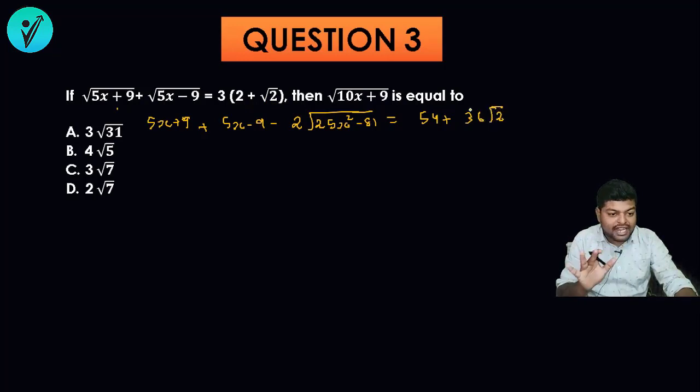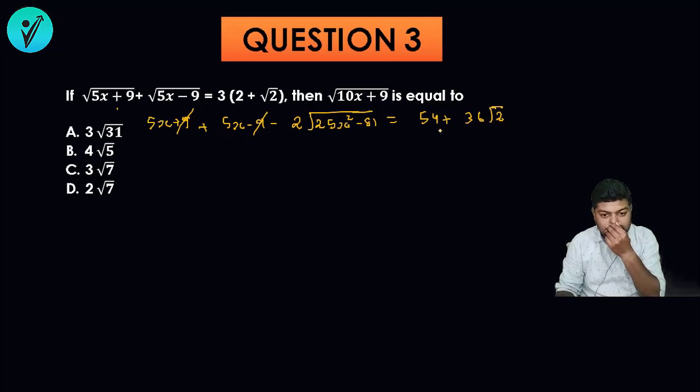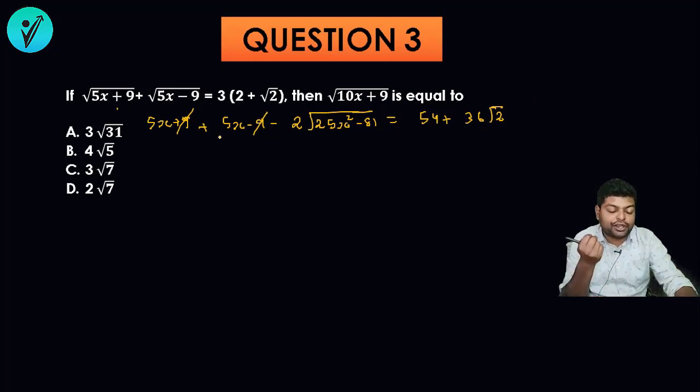What I have done is simply squared both the sides. Squaring both the sides, I am getting this result. Now this plus 9 and this minus 9 will get cancelled. So we'll have 5x plus 5x, 10x minus 2 equals 54 plus 36 root 2. Now you can see that we can take 2 common from everywhere. This 5x plus 5x will become 10x, right? Just a minute, it will be plus 2ab, sorry.